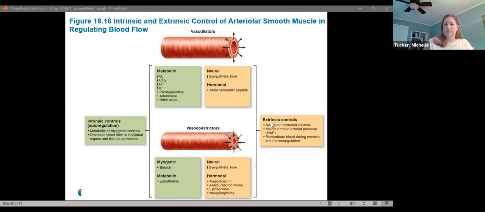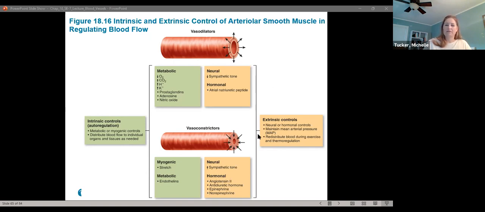So for the neural controls, remember, it's always the sympathetic nervous system. And then these are vasomotor fibers of the sympathetic nervous system that control vasoconstriction or vasodilation. And of course, we have those reflexes, baroreceptors and chemoreceptors, that are going to influence the rate of vasomotor firing. So extrinsic, we have our sympathetic vasomotor fibers, as well as the receptors that influence them.